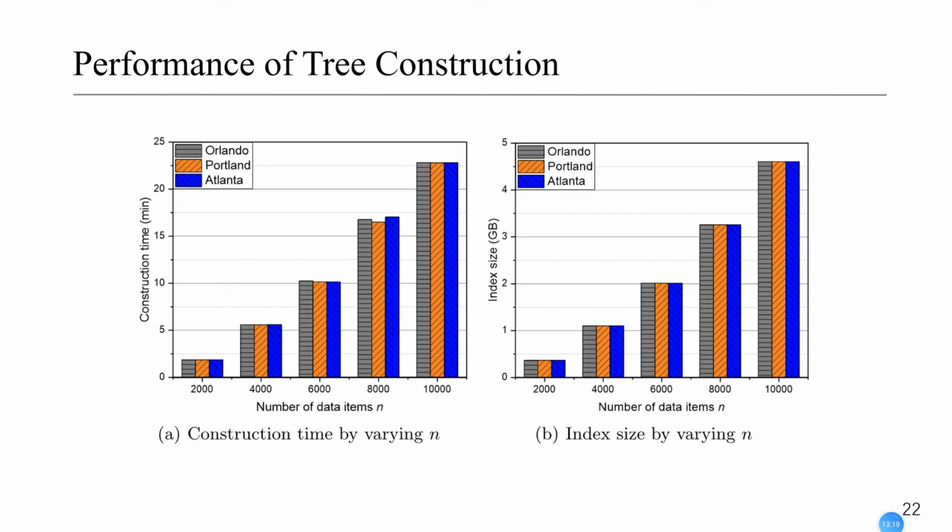For the performance of index building, we record the computational cost of building an index tree and the communication overhead of uploading the tree to the service provider. It shows that construction time and index size grow linearly with N. When N equals 10,000, it costs the data owner less than 23 milliseconds to compute an index tree of 2.6 GB.